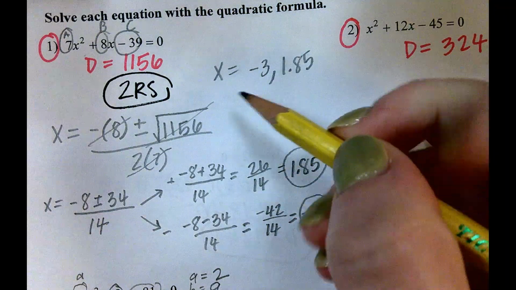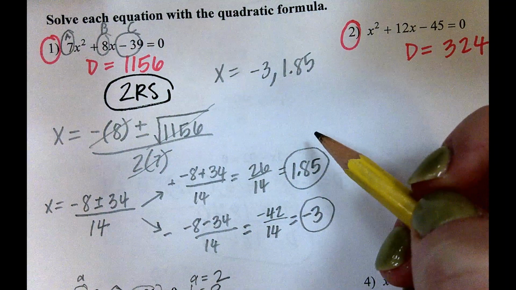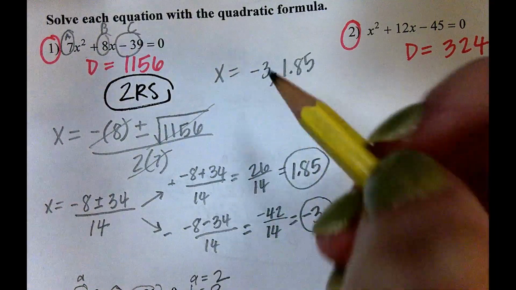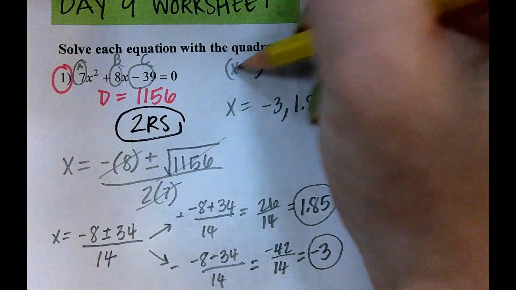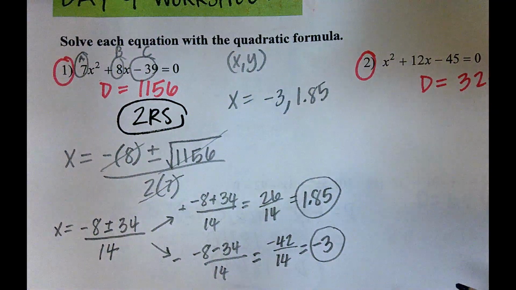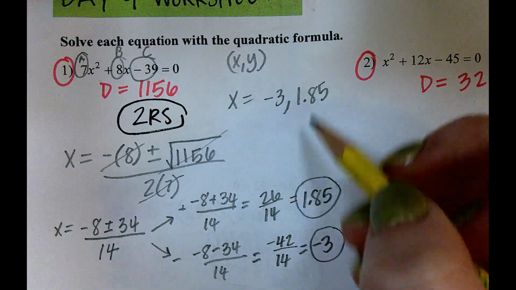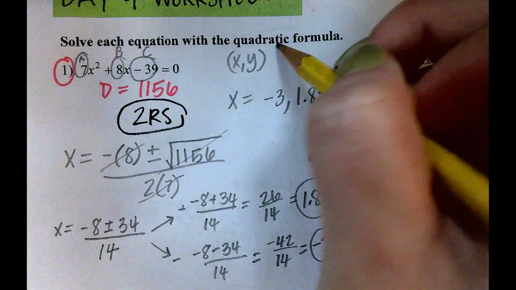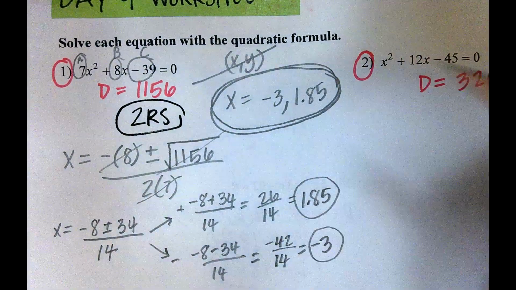Should I put this in parentheses? No. Don't put it in parentheses. Parentheses means x, y. These are not x and y. These are just x. No parentheses, just circles.